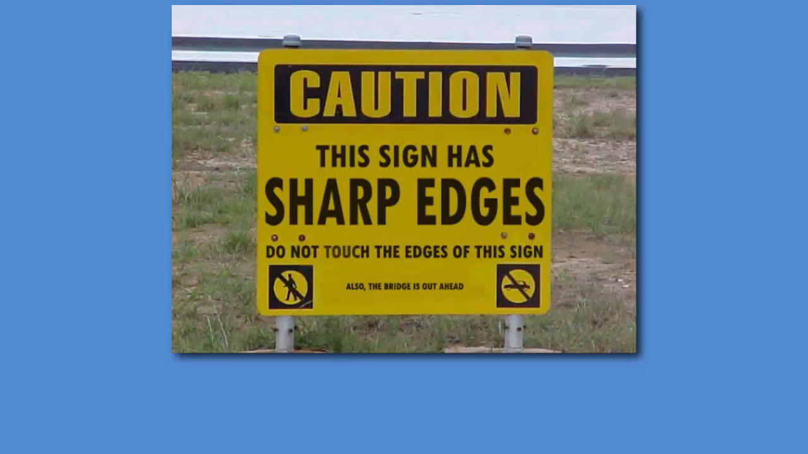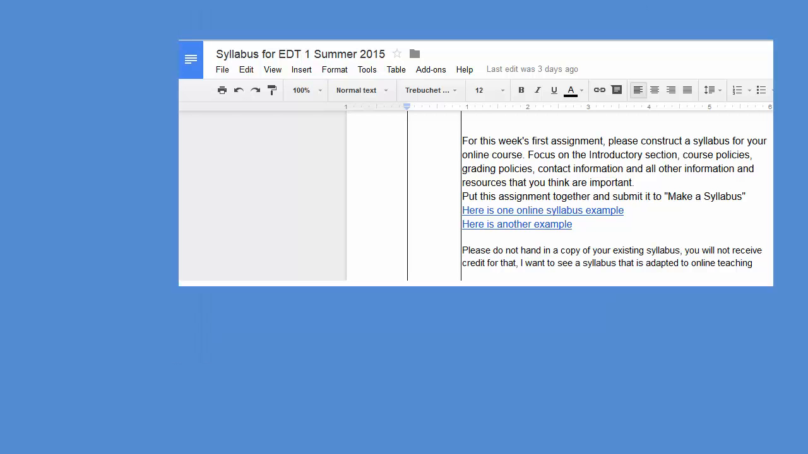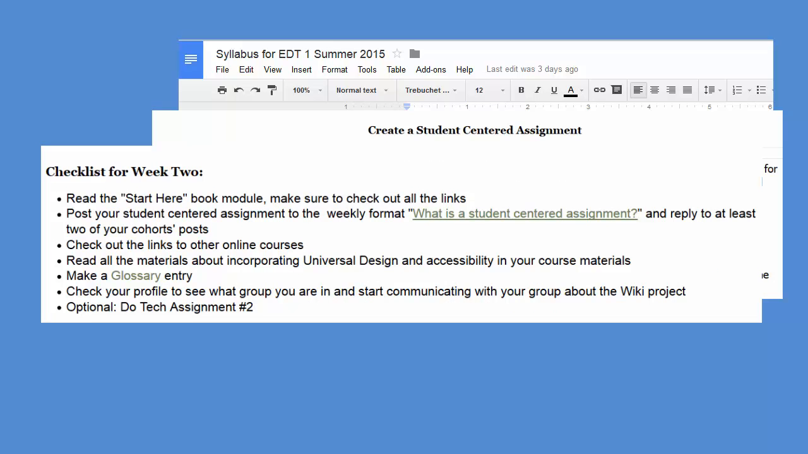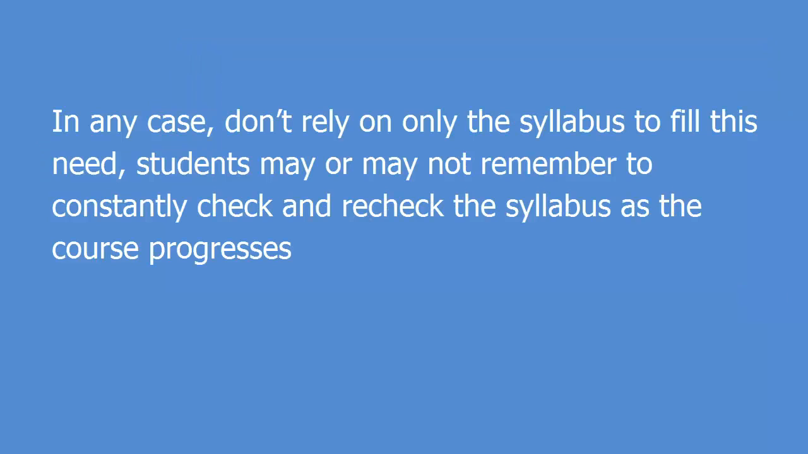Don't be afraid of redundancy. It's okay to put explanations, examples, directions, and instructions in more than one place, as long as you put this information in logical places, that is. For example, you might put the directions for an assignment in the syllabus, in the assignment itself, and also in the checklist for the week. This gives the student more than one chance to find that important info, which can be helpful for students who struggle with getting oriented. In any case, don't rely on only the syllabus to fill this need. Students may or may not remember to constantly check and recheck the syllabus as the course progresses.